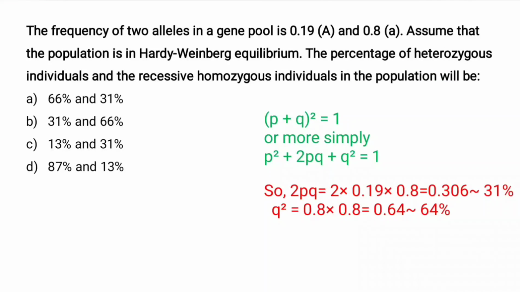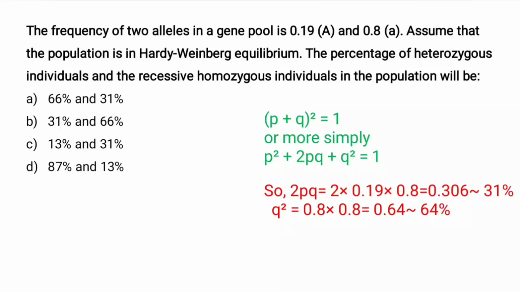The frequency of two alleles in a gene pool is 0.19 for the dominant allele and 0.8 for the recessive allele. Assume that the population is in Hardy Weinberg equilibrium. The percentage of heterozygous individuals and recessive homozygous individuals in the population will be? As I have told earlier, Hardy Weinberg equilibrium states that allele frequency and genotypic frequency in a population will remain constant from one generation to another in the absence of other evolutionary influences.